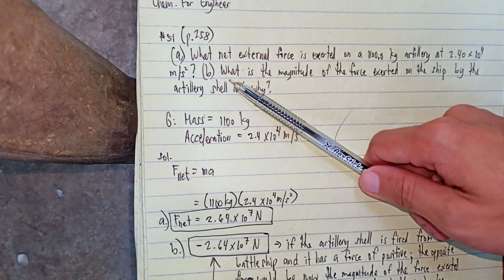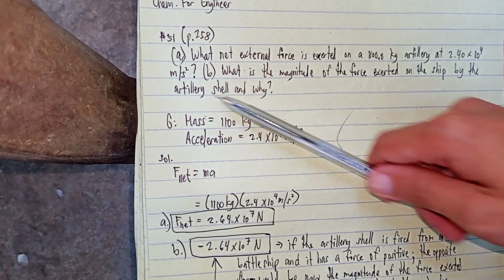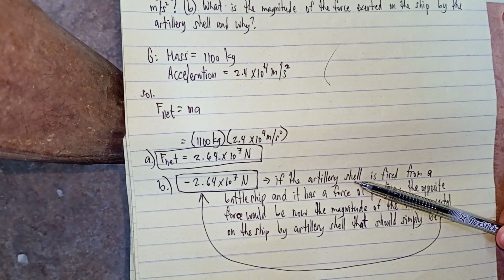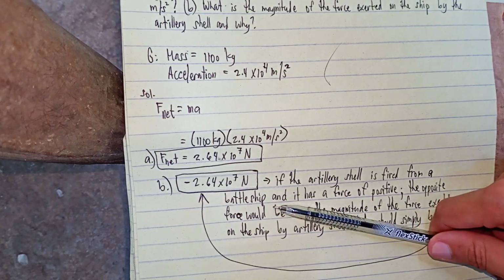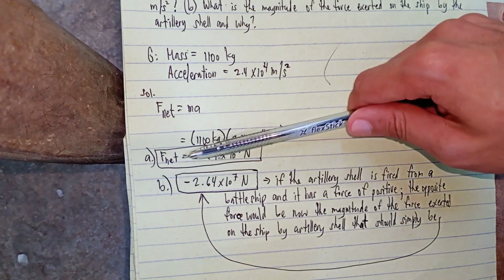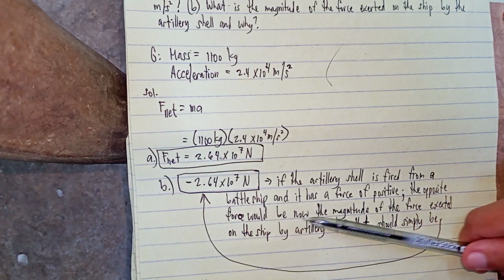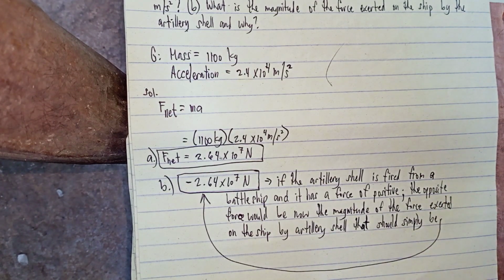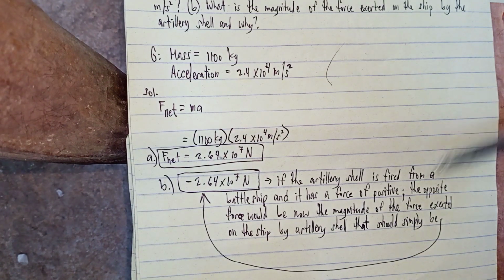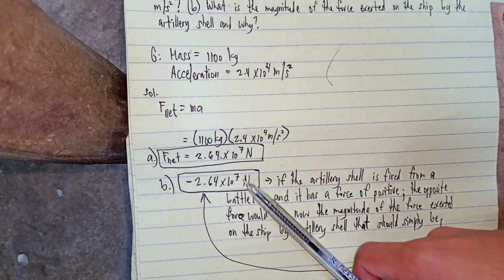So for letter B, the question, what is the magnitude of the force exerted on the ship by the artillery shell, and why? If the artillery shell is fired from a battleship and it has a force that is positive, then the opposite force would be the magnitude of the force exerted on the ship by the artillery shell, that should simply become negative 2.64 times 10 raised to the power of 7 Newton.